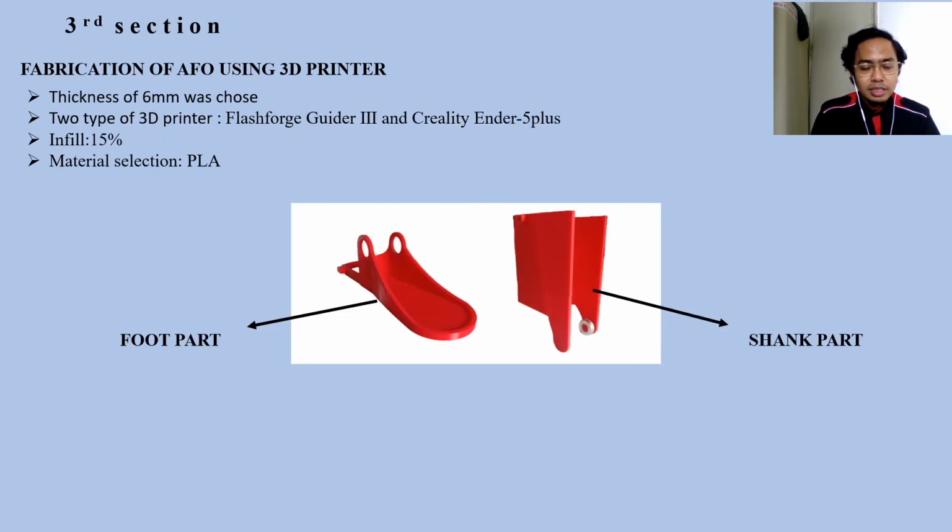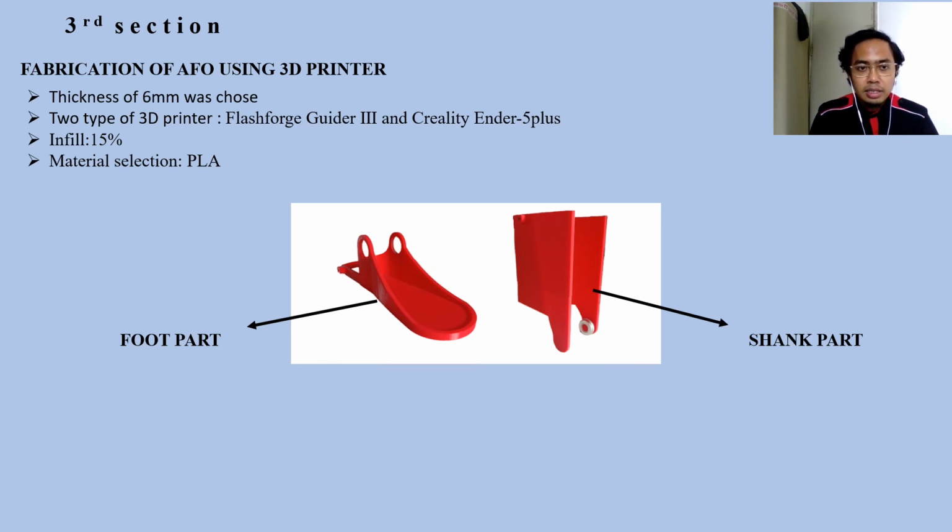Now the third section is fabricating the FAO using a 3D printer. As I mentioned earlier, the FAO consists of 2 parts, which are the shank part and the foot part. Both of the parts can be seen clearly in this picture. The foot part is on the left and the shank part is on the right. It is not joined together. It is not mounted together for now.